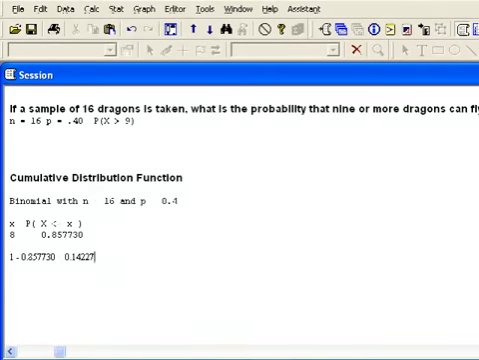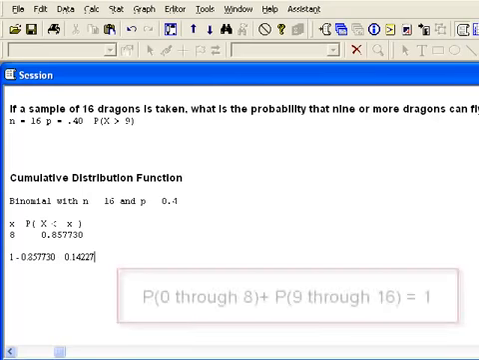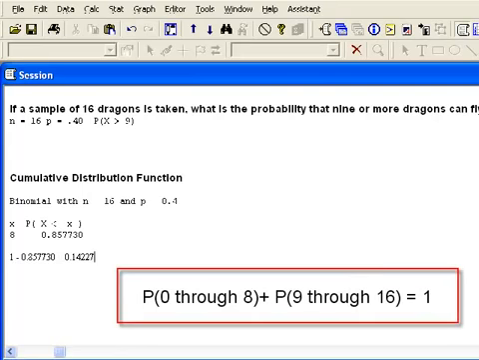Because of the way that Minitab works, what this allows us to do is say the probability of 0 through 8 subtracted from 1 will give me the probability that x is greater than or equal to 9.